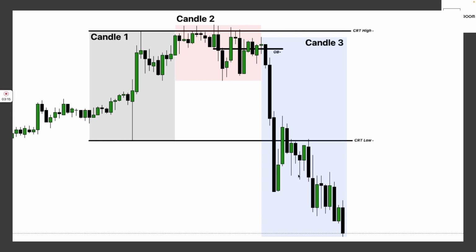Third candle, distribution. If you're trading the third candle only, the third candle opens, rises above, entry above, third candle's open within the order block, and short.